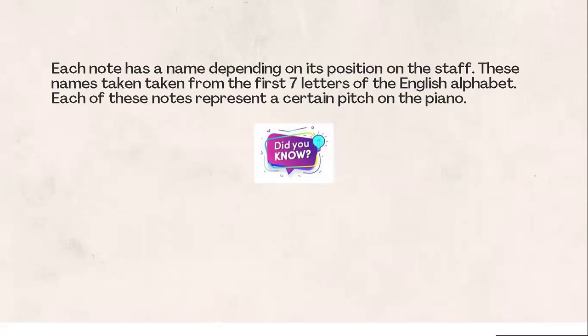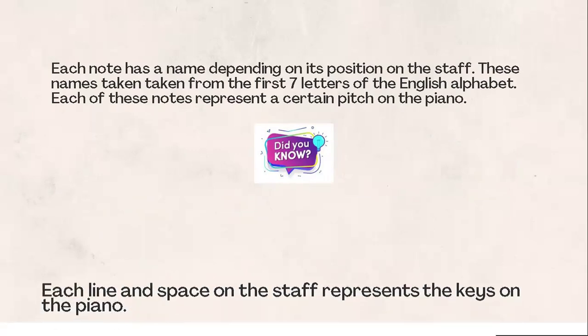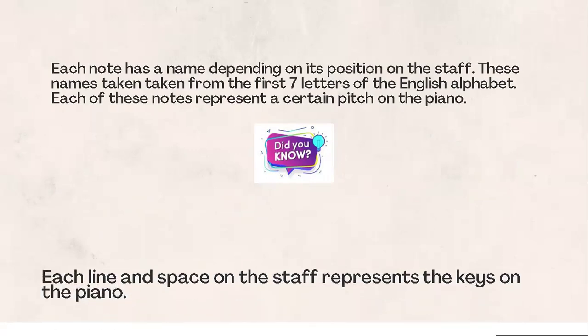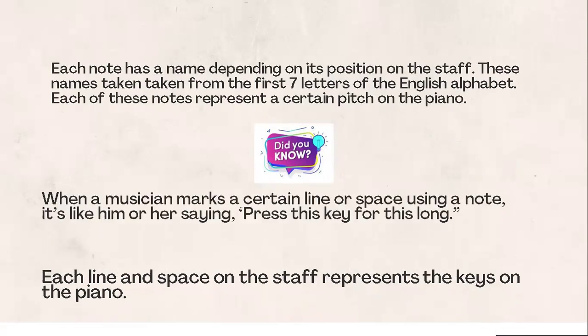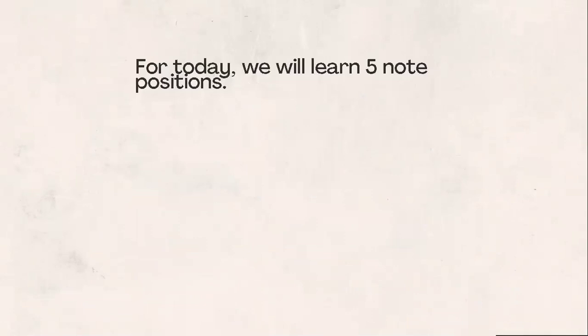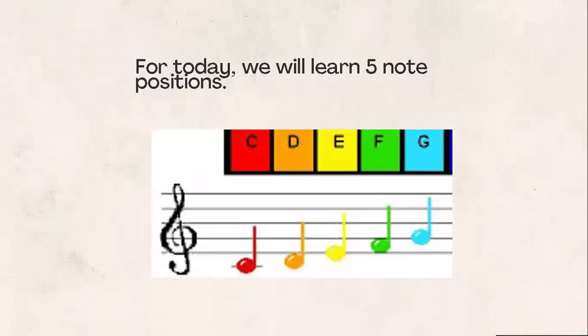Did you know? Each note has a name depending on its position on the staff. These names are taken from the first 7 letters of the English alphabet. Each of these notes represents a certain pitch on the piano. Each line and space on the staff represents the keys on the piano. When a musician marks a certain line or space using a note, it's like him or her saying, "Press this key for this long." For today, we will learn 5 note positions. The C, D, E, F, and G note positions.